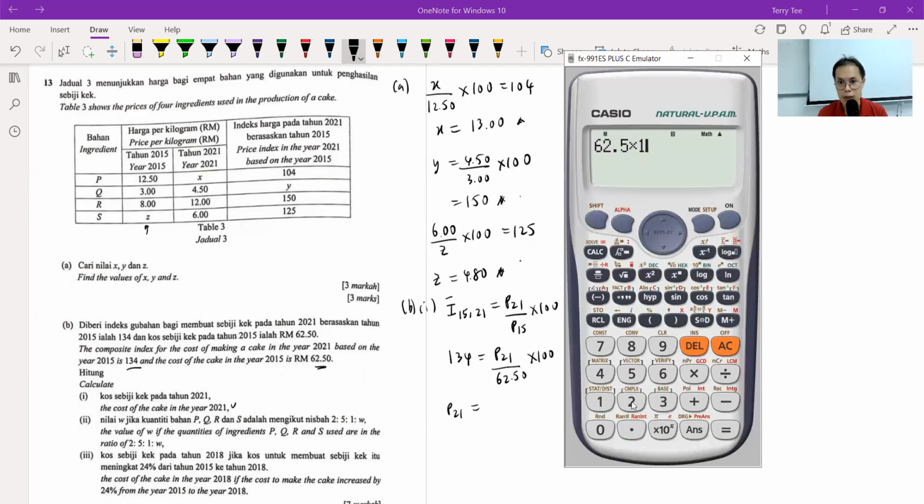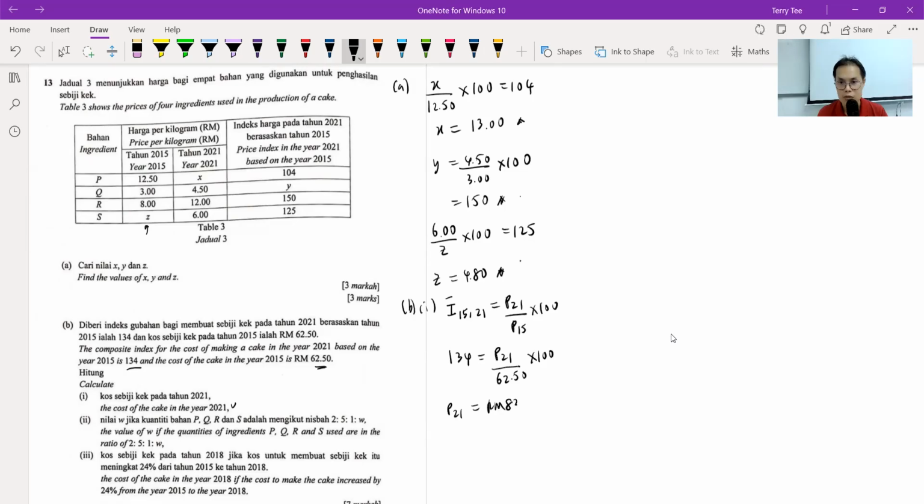6250 times 134 divided by 100 gives us 83 ringgit and 75 cents. RM 83 ringgit 75 cents. Okay, so this is B Roman 1.